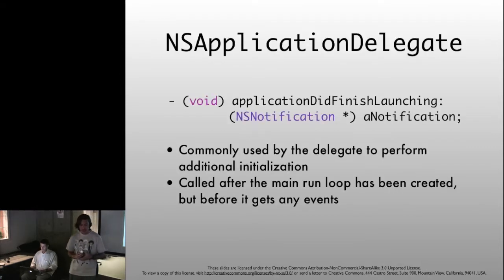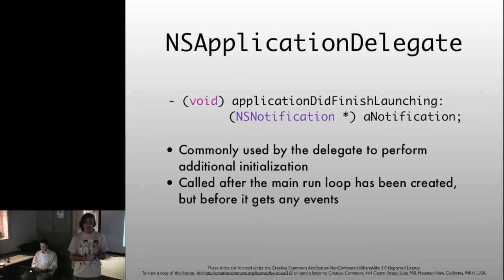So the first one that usually gets called is applicationDidFinishLaunching. That gets called, as you might guess, when the application is finished loading and ready to go. It lets the delegate know, okay, the application's ready and running. If you have any additional customization or initialization that you need to do, here's a great place to do it because you're up and running. This will get called once the main run loop has been created, but before it receives any events. So that's kind of useful if you want to do something after an event has been processed. You can't do it here yet because this will get called before any events come in.